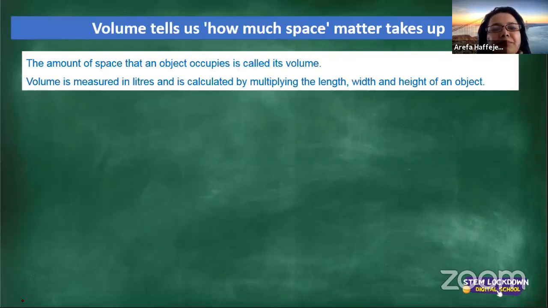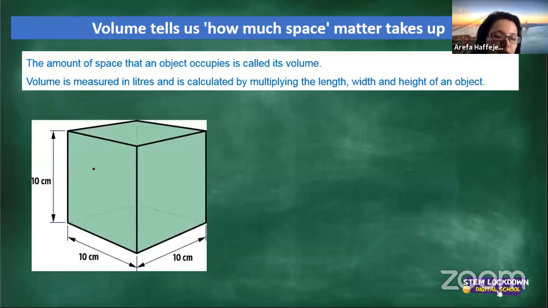Okay, so volume tells us how much. We finished with mass. Now we're going to move on to volume. Volume tells us how much space matter takes up. The amount of space that an object has means that it occupies volume. Now volume is measured in liters, and it is calculated by measuring the length, the width, and the height, like in this picture that I'm going to show you.